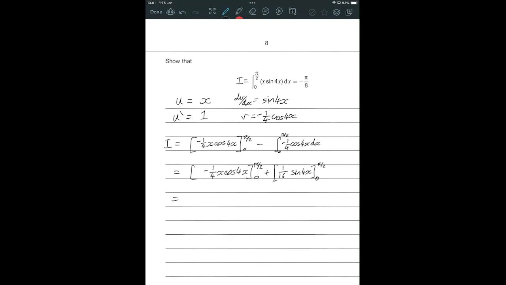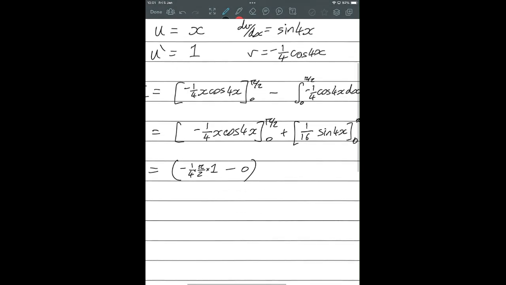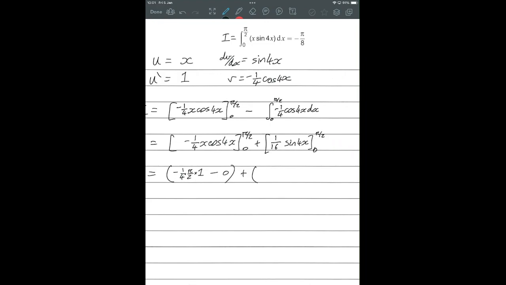Now I just need to sub some values in. Here we have negative a quarter times pi by 2. Cos of 4 times pi by 2 is cos of 2 pi. Cos of 2 pi is just 1. Minus, if I sub 0 in there, the x at the front is going to destroy it. Plus, now if I sub pi by 2 into sine of 4x, that's sine of 2 pi, which is 0, and sine of 0 is 0. So that comes out as negative pi by 8.